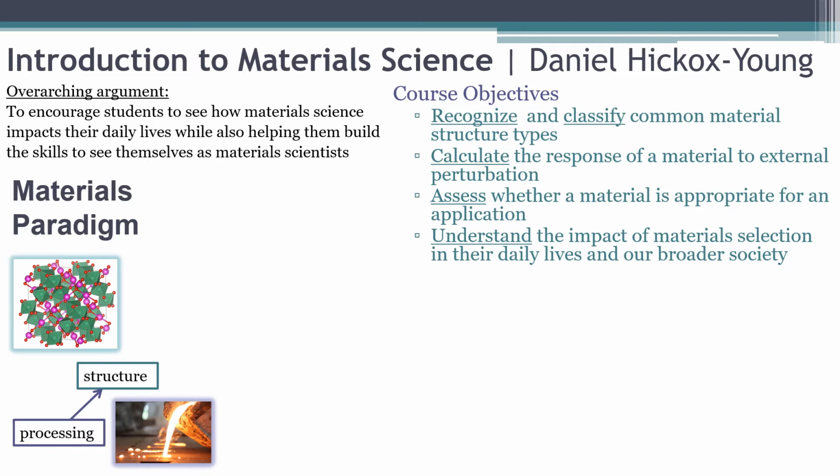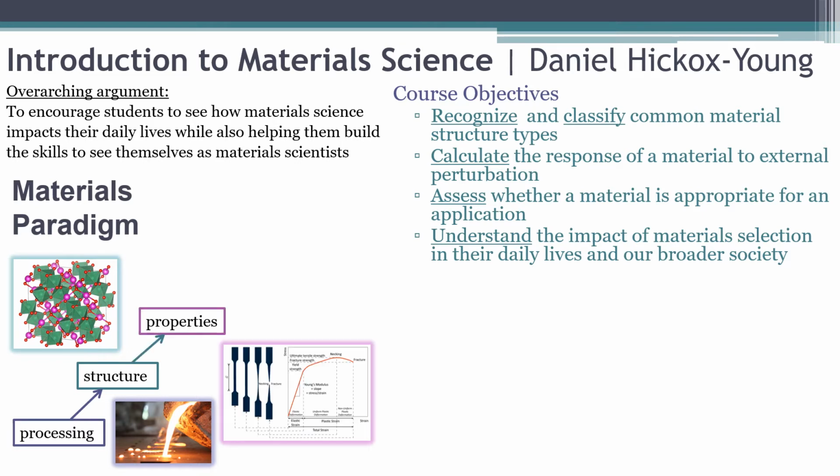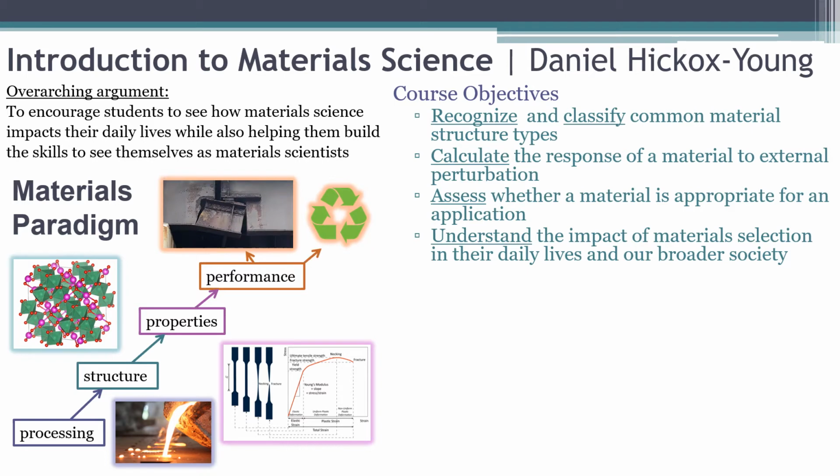The structure and composition of a material give rise to certain properties, telling us how a material responds to perturbation. The example shown here is a tensile strength test, which is a measurement of mechanical properties. And finally, these properties define how well a material performs at a given function. This is perhaps the most important part of the paradigm, because this is where we see how the material impacts our lives. It's also challenging because there are many dimensions of performance.